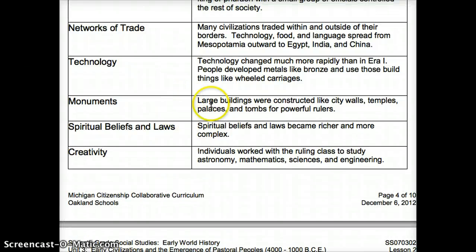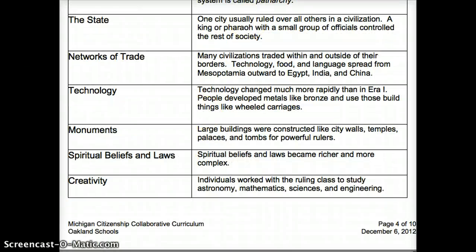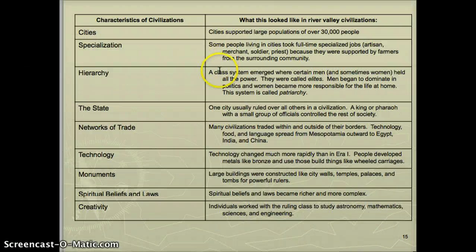Next, on to monuments. Large buildings were constructed like city walls, temples, palaces, and tombs for powerful rulers. You have spiritual belief and laws that could develop. Spiritual beliefs and laws became richer and more complex. And finally, you have creativity. Individuals worked with the ruling class to study astronomy, mathematics, sciences, and engineering. All right, so I'm going to take myself back to my slide here.